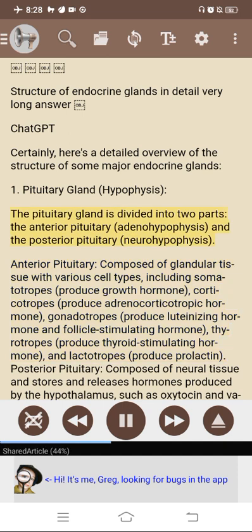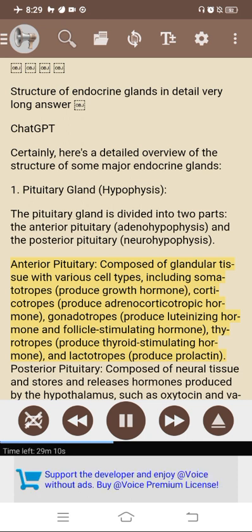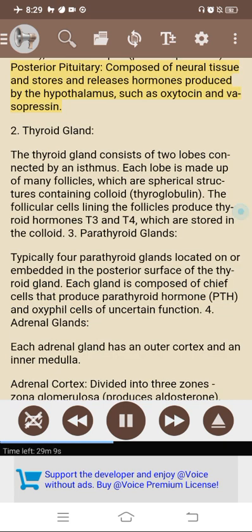The pituitary gland is divided into two parts, the anterior pituitary (adenohypophysis) and the posterior pituitary (neurohypophysis). Anterior pituitary, composed of glandular tissue with various cell types, including somatotropes, which produce growth hormone, corticotropes, which produce adrenocorticotropic hormone, gonadotropes, which produce luteinizing hormone and follicle-stimulating hormone, thyrotropes, which produce thyroid-stimulating hormone, and lactotropes, which produce prolactin. Posterior pituitary, composed of neural tissue, stores and releases hormones produced by the hypothalamus, such as oxytocin and vasopressin.